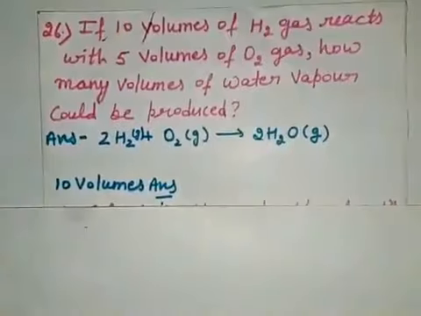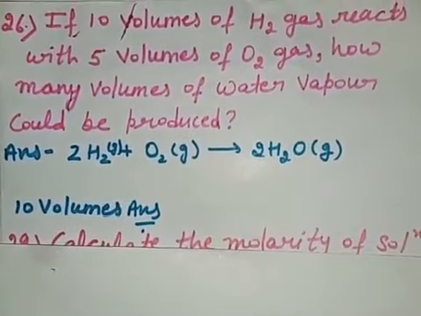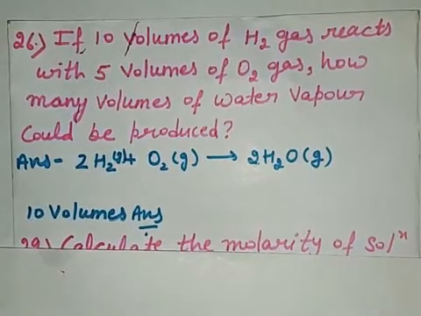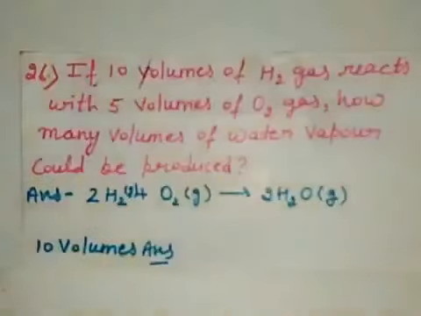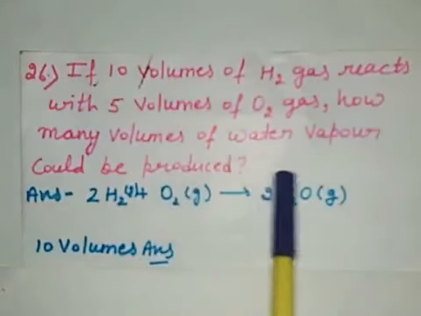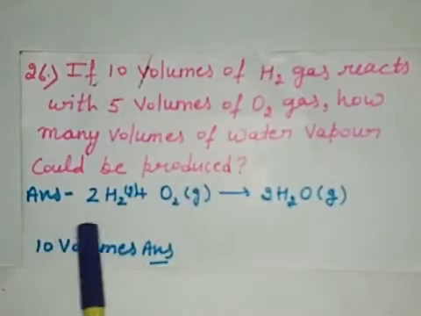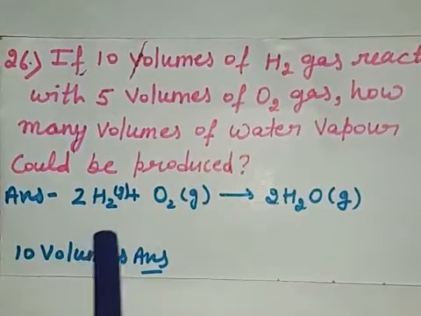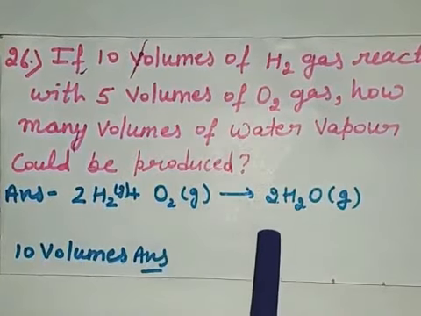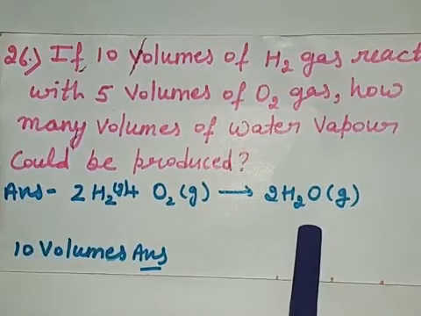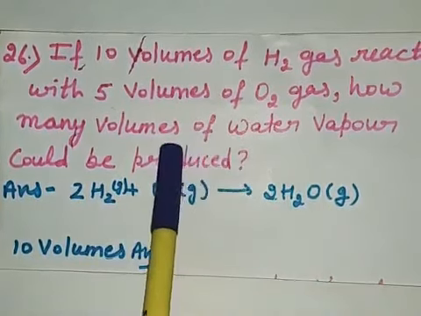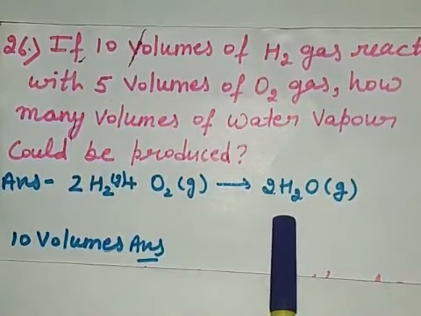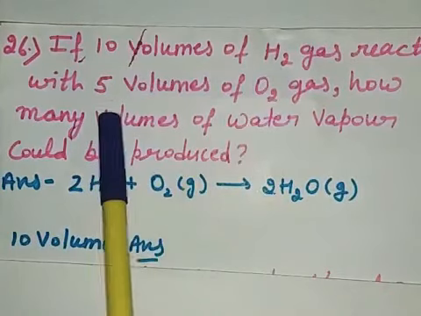Now next question is question number 26. If 10 volumes of hydrogen gas react with 5 volumes of oxygen gas, how many volumes of water vapor could be produced? Here we will write down the chemical equation first. 2 moles of hydrogen will react with 1 mole of oxygen and give 2 moles of water. Now in the question, we have to tell how many moles of water vapor will be produced when 10 volumes of hydrogen react with 5 volumes of oxygen.